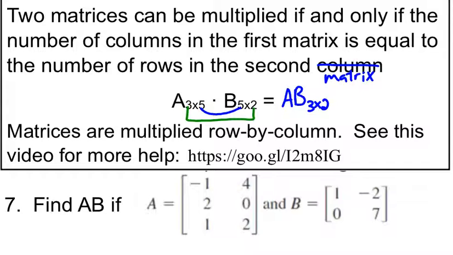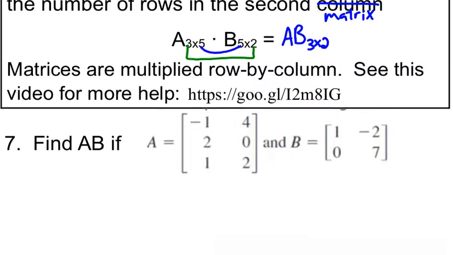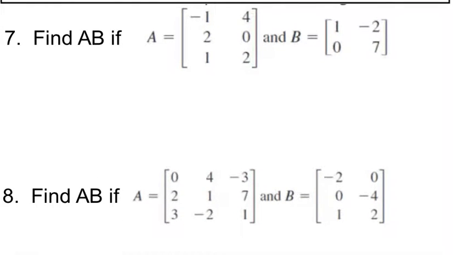When we multiply matrices, they're multiplied row by column. I've given you a video link, it's a YouTube video of another person explaining matrix multiplication. So if what I do is too fast and you need to see it differently, this is a great link for you. So we want to multiply these two matrices.